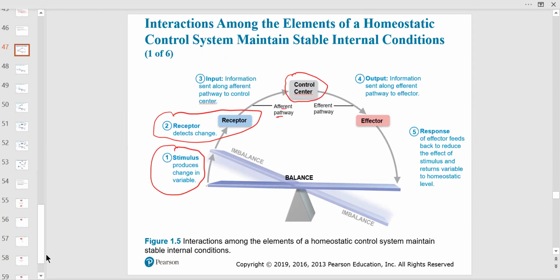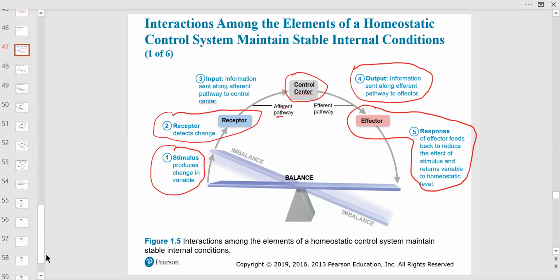And the output is something like nerve or hormonal release, like oxytocin. And that's going to an effector, which is a gland or a muscle, right? Smooth muscle, cardiac or skeletal muscle. And then that could change the stimulus. So it brings it back to balance.